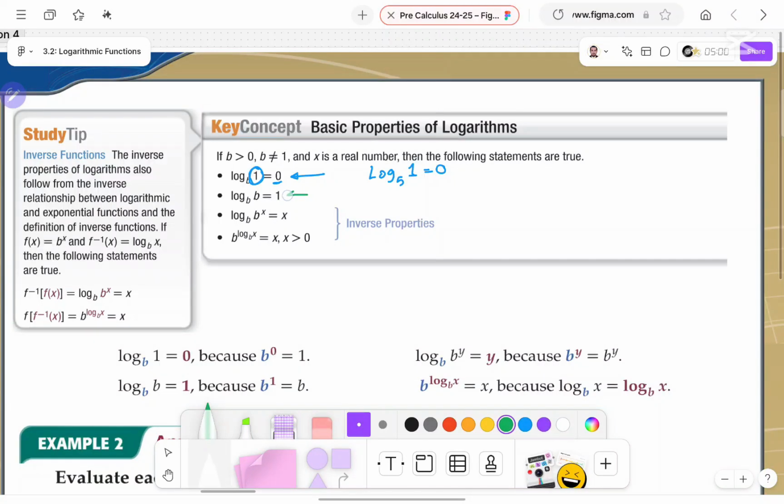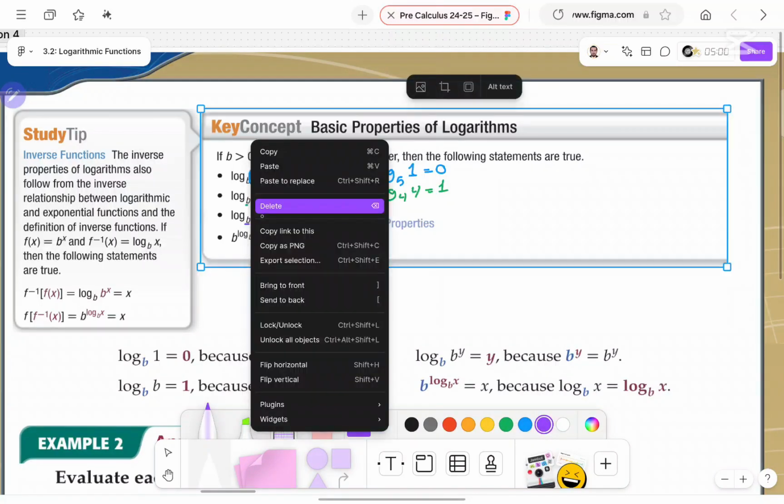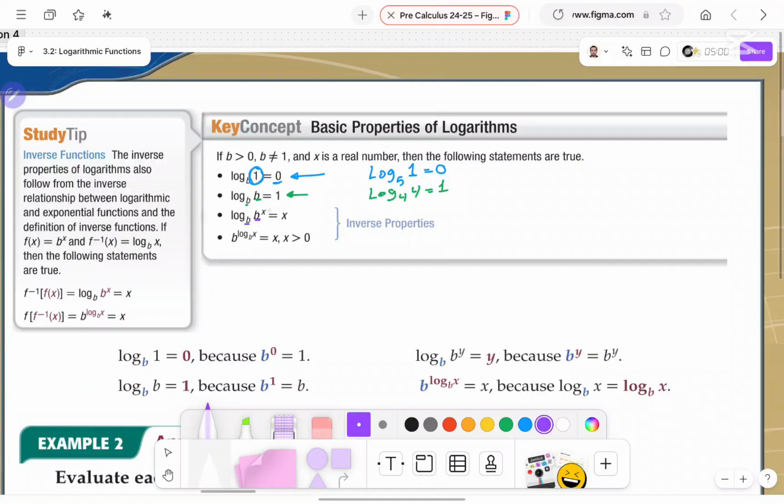Then, number 2 here. When I have the base the same as the x, the answer is always 1. So for example, I have 4 here as the base and x is 4, so the answer is always 1. So when the base and the x are equal, it is always 1. The next one is the power. When the base is the same as the x, the answer is always the power. So when I have log base 6 of 6 to the power of 2, the answer is equal to 2. Now, the last one is the inverse.